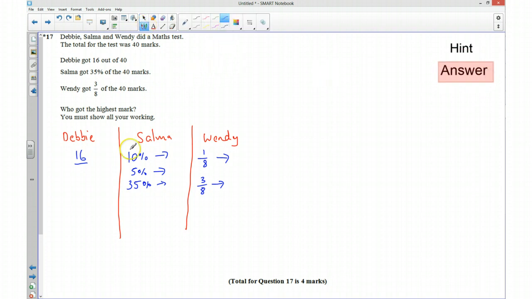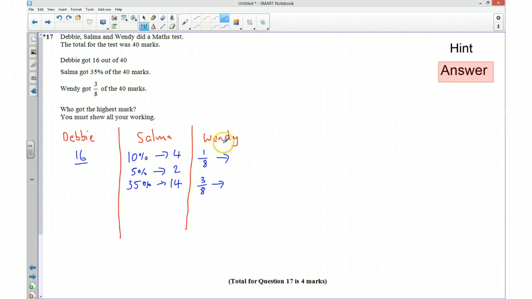Okay, well done if you managed to have a go at that. So we already knew Debbie had 16. Salma: 10% of 40 is 4, 5% of 40 is 2. 35% of 40, well that's going to be 3 lots of this, which gives me 30%, so 3 lots of 4 is 12, and then we need to add the 2 to get 35%, so that's going to be 14. Yes, so 3 lots of 10 is 30%, and 5 makes 35%, 3 lots of 4 is 12, and 2 makes 14.